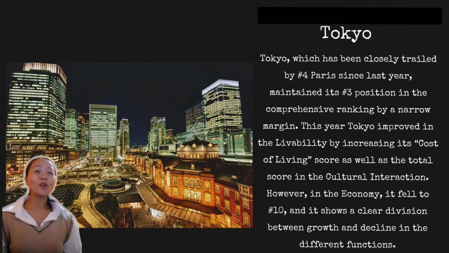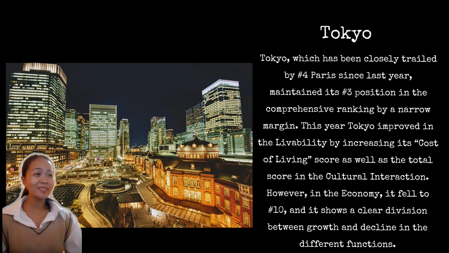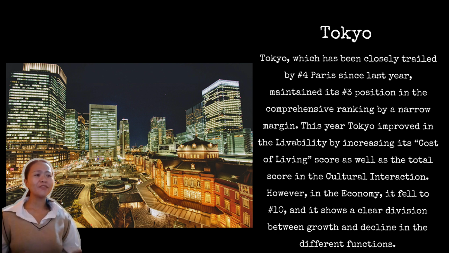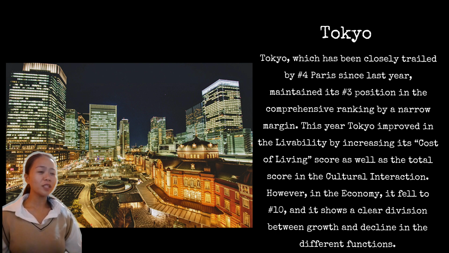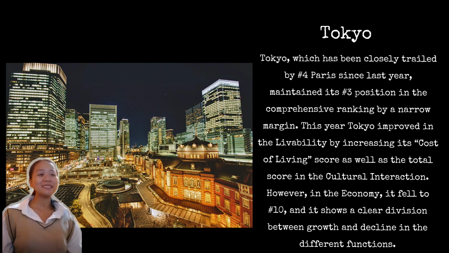So the next one is Tokyo, the top three. Tokyo, which has been closely trailed by number 4 Paris since last year, maintained its number 3 position in the comprehensive ranking by a narrow margin. And this year Tokyo improved in livability by increasing its cost of living score, as well as the total score in cultural interaction. However, in the economy, it fell to number 10, and it shows a clear division between growth and decline in the different functions. So always remember the 6 functions according to the GPCI.